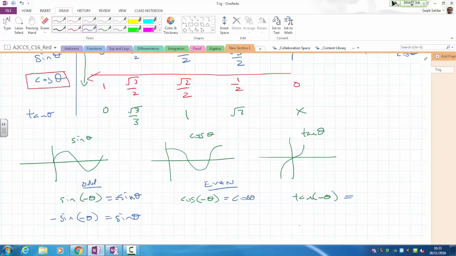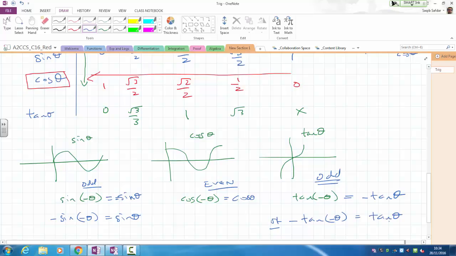Hands up. If you reflect tan theta in the y-axis, you get tan theta. That means it's even. Hands up. If you reflect in the y-axis, then reflect in the x-axis, you get tan theta. Hands up if you're not sure. The second one. Okay, that's better. So we know this is odd. So tan of minus theta is minus the tan of theta, or said another way, minus the tan of minus theta is the tan of theta.